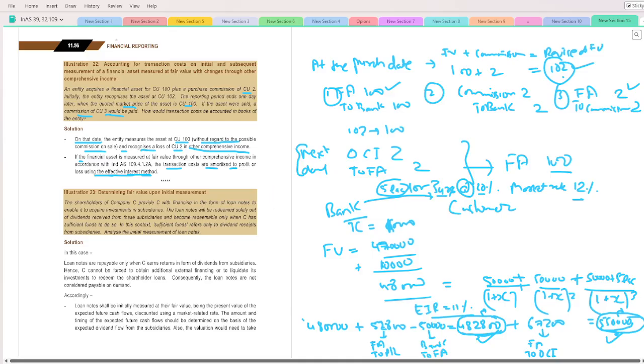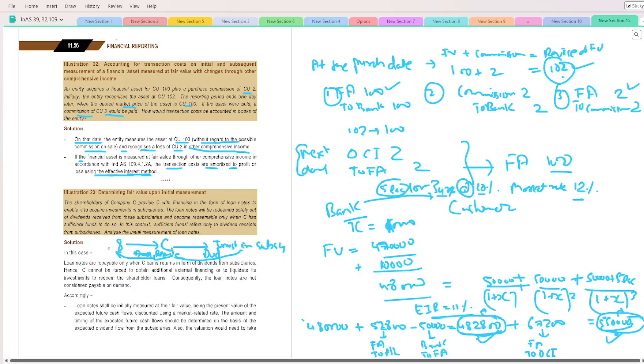So it is like a chain: the shareholder gives money to C, and C is investing it in the subsidiaries. When the subsidiary gives the dividend, then C will be giving it back to the shareholders of C Limited. So that is the repayment here, you will say.